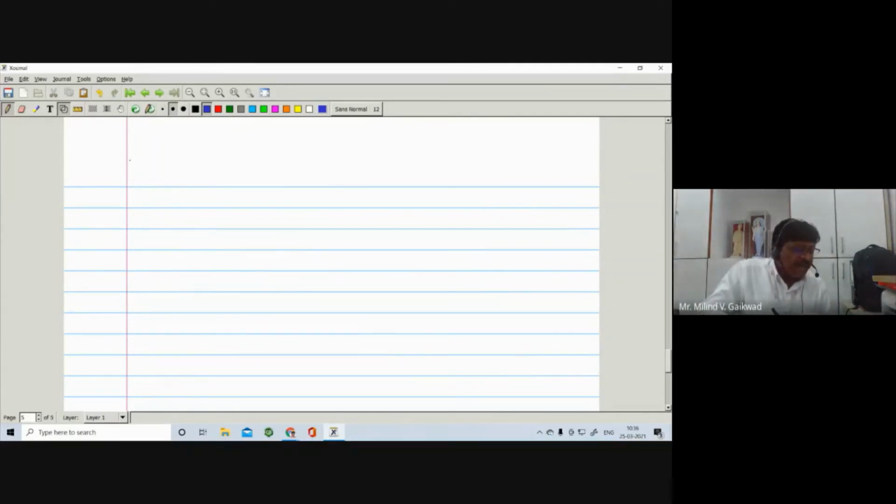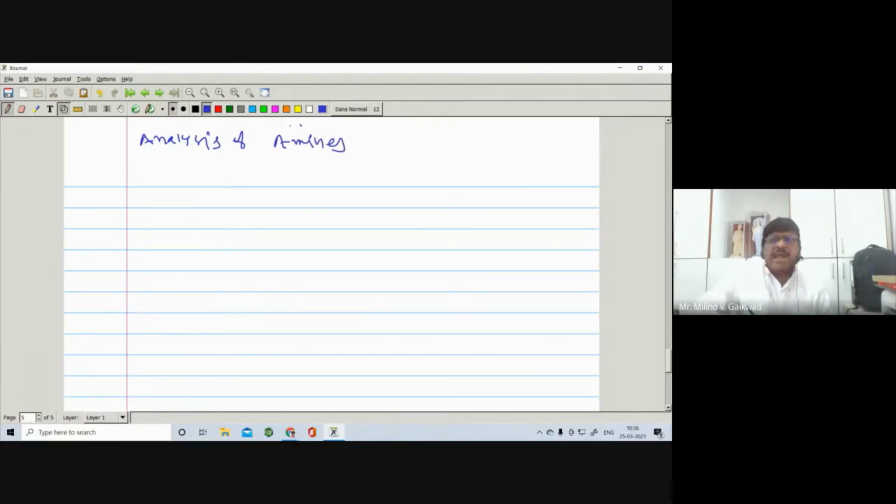Last point, that is the analysis of amines, right? Under this point we can write all the chemical reactions that you have learned in this topic. So here the first reaction we can differentiate between the primary amine, secondary amine and tertiary amines. There is one name reaction, a test, called the Hinsberg test.